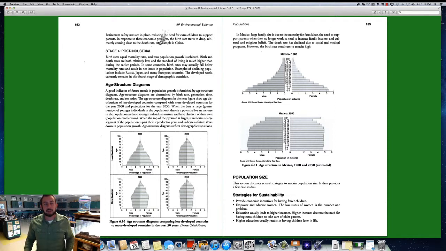Stage 4 is post-industrial, and this is where the birth rate equals the mortality rate, and zero population growth is achieved. Birth and death rates are both relatively low. Standard of living is much higher than during the earlier periods. In some countries, birth rates may actually fall below mortality rates, and the result is a net loss in population, so the population is starting to decline. Russia, Japan, and the European Union are examples of these.